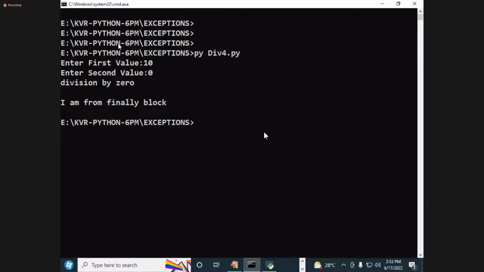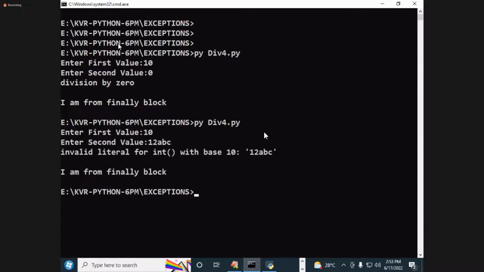Now I am saying here 10 and 12ABC. What is the answer you see? Invalid literal for int() with base 10: '12ABC'. Are you able to understand? These are all called technical error messages that occurred due to ValueError, and due to ZeroDivisionError. Easy or difficult? Dead easy. Let us move to the further discussion.